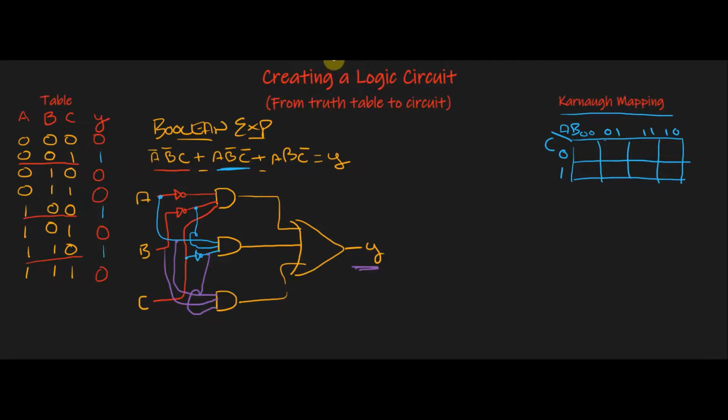Now, what I do is I fill in the Karnaugh map. Let's use red. I'll fill in the Karnaugh map with what I have in my table. So I have a 0, 0, a 1. 0, 0, and a 1 for C is here. I have a 1, 0, 0. 1, 0, 0 would be here. A 1, 1, 0, 1, 1, 0. So that would fill my Karnaugh map.